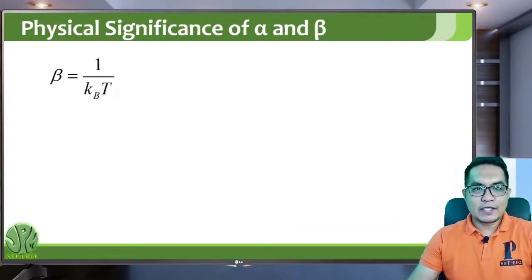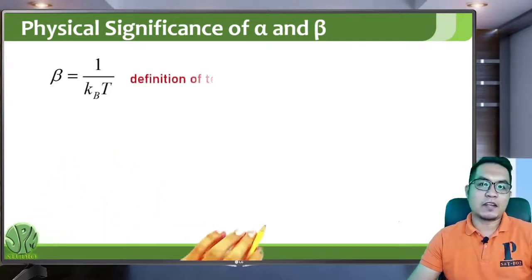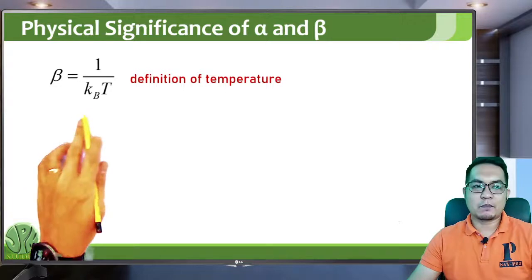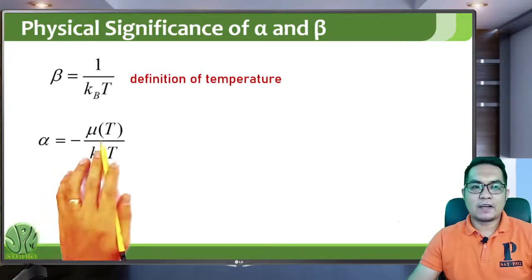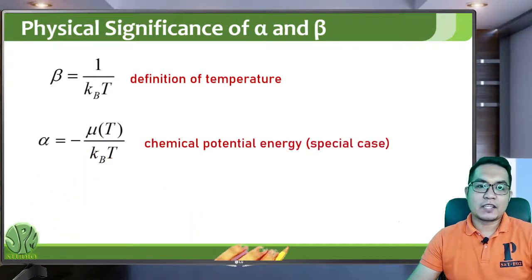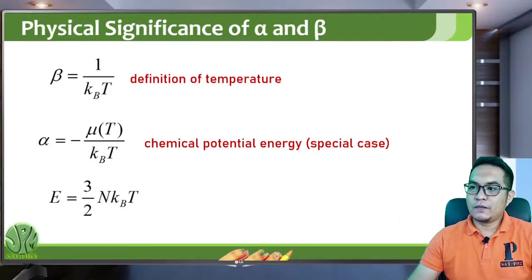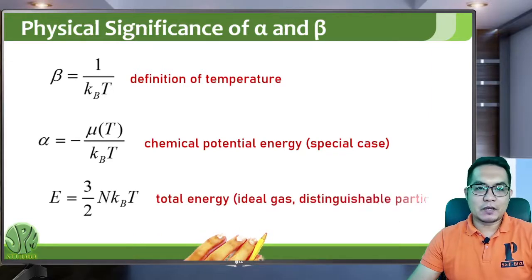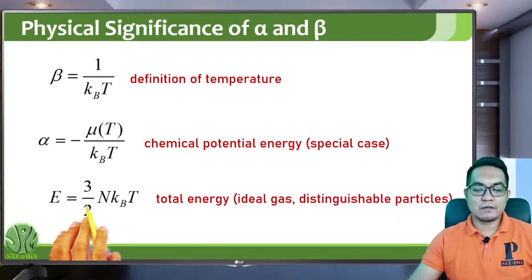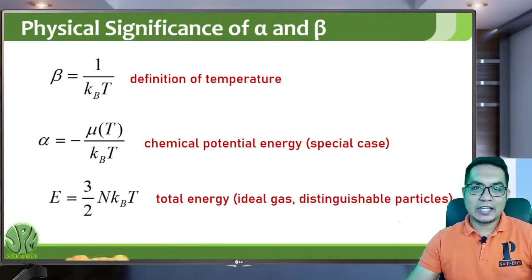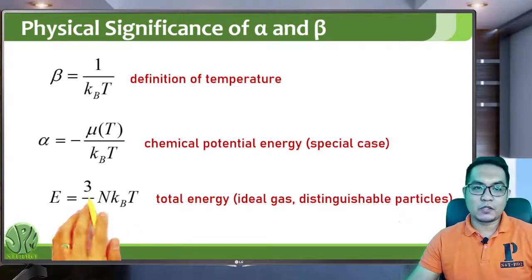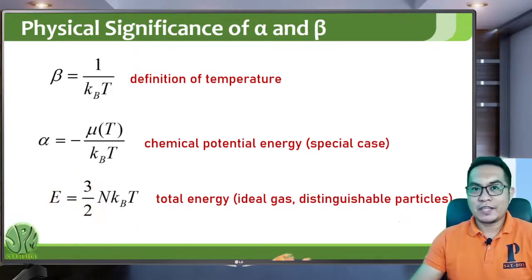So what is the physical meaning or significance of the Lagrange multipliers that we used, alpha and beta? Beta is actually related to temperature. It's 1 over kT. k is just the Boltzmann constant, so it's basically the inverse of the temperature. And alpha is basically the chemical potential, mu, as a function of temperature. So the total energy, if you have a distinguishable case, is basically for every degree of freedom, 1/2 kT. So if you have 3 degrees of freedom, you have 3/2 kT. And if you have n particles, you have 3/2 nkT, the total energy of an ideal gas.